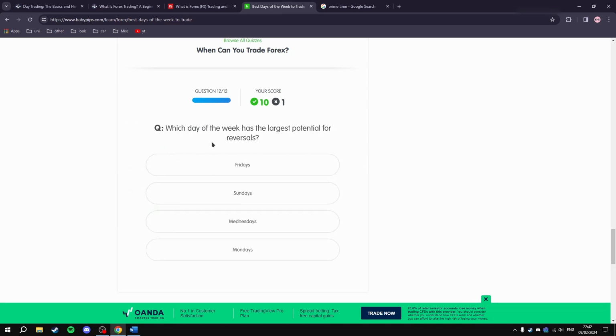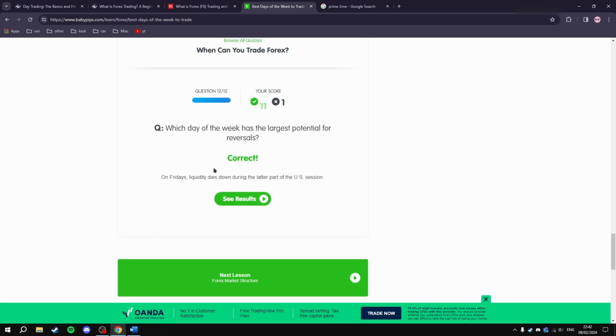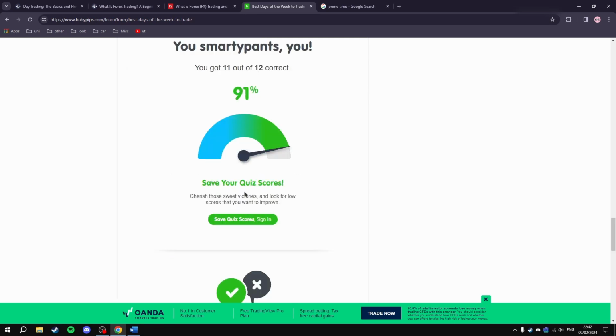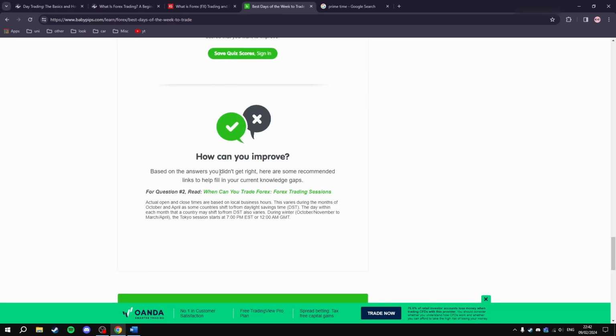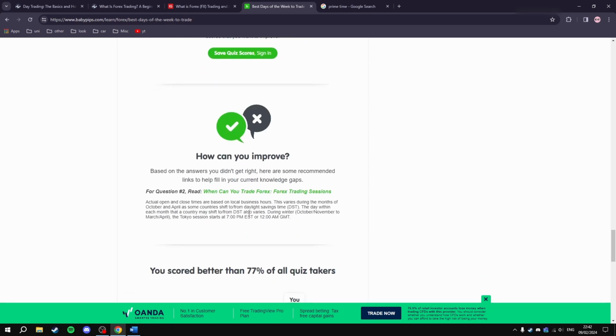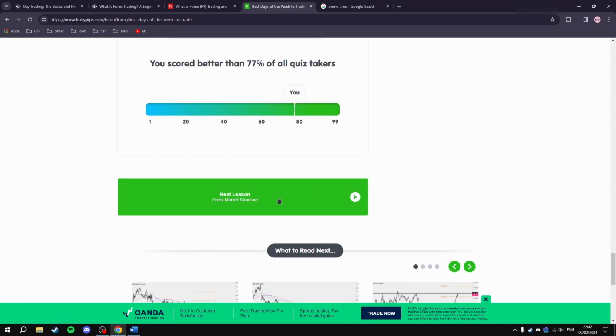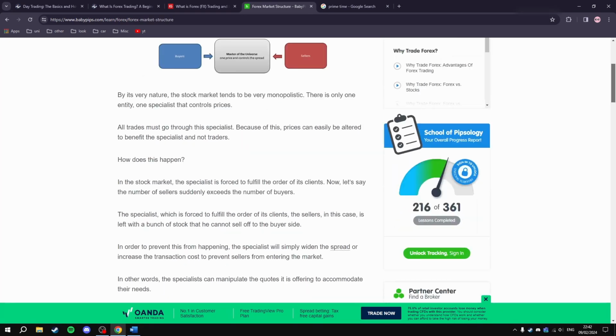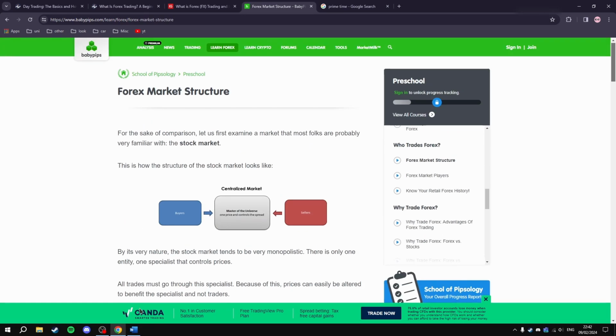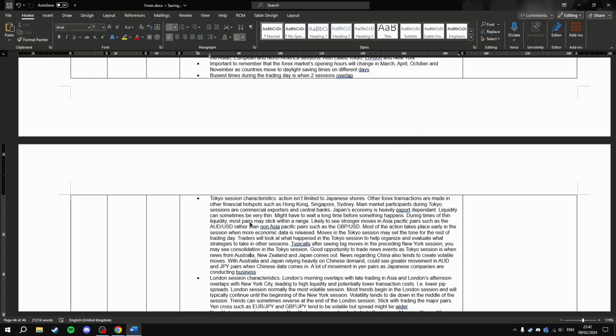Which day of the week has the largest potential for reversals? It's Friday because I think everyone's closing out the trade, so yeah. Liquidity dies down during the latter part of the US session. Nice. Cool. Okay, so save this one.